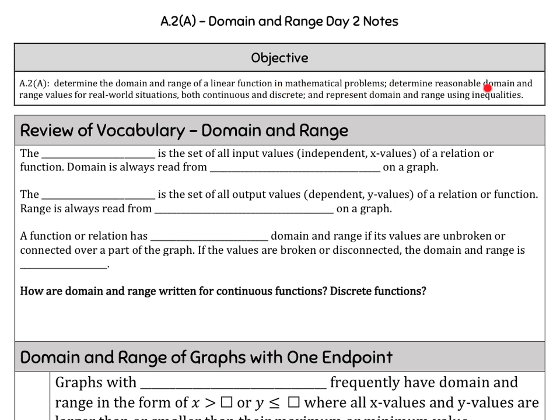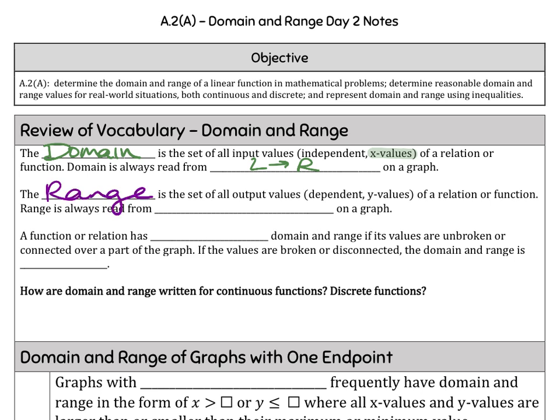We're going to start looking at reasonable domain and range in real-world situations for both continuous and discrete, focusing mainly on continuous today. And we're going to use inequalities to represent this domain and range. So remember, the domain is the set of all input values. That's the set of all x values of a relation or function. And domain, since it's the x's, is read from the left to the right of the graph, like you read a book.